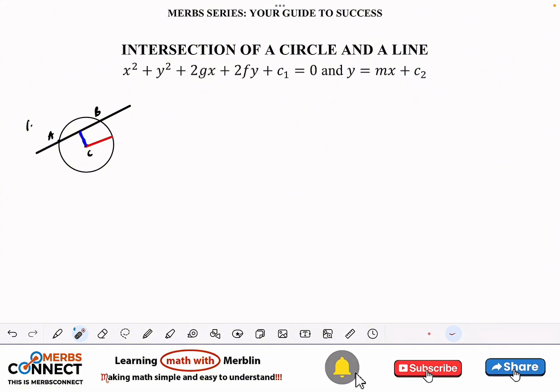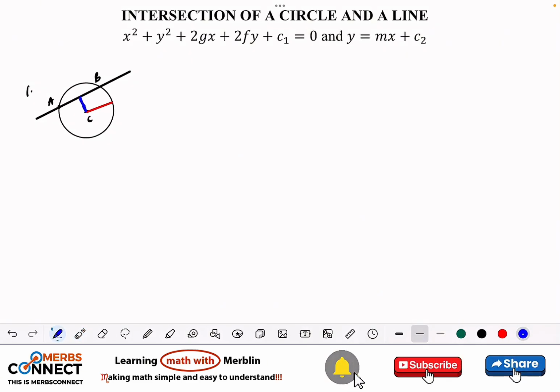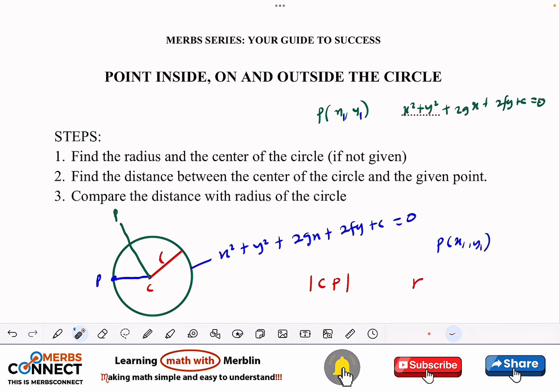So you see that whenever you have two intersections, we are talking about the point inside the circle, right? So this is having two intersections, right? So two distinct points of intersection. Good. So anytime I have, let me say, a point inside the circle, I have 2 points of intersection.